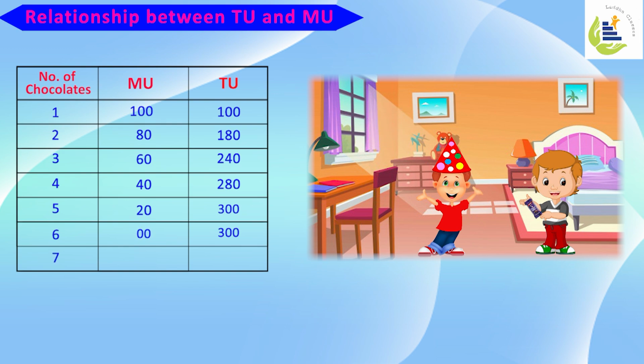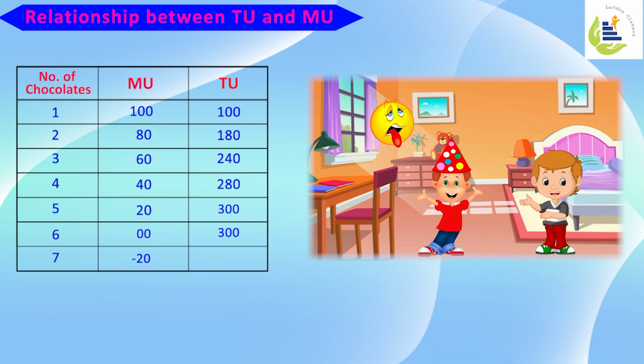For the seventh chocolate, things have gone worse. He said, I am on the verge of vomiting, please don't feed me more chocolate. So instead of satisfying him, I was actually dissatisfying him. So there was no additional satisfaction, but a dissatisfaction of 20 units, minus 20 units. So what did I understand out of that? That there was a decrease in marginal utility of 20 units.